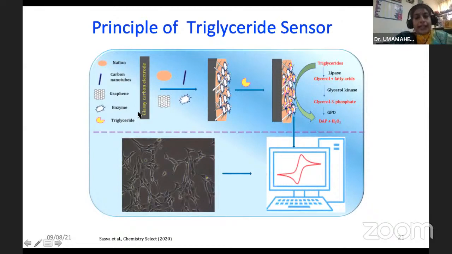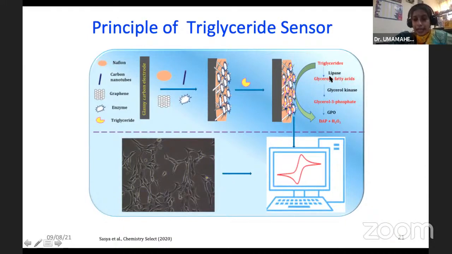So we tried a host of nano interfaces. Luckily, we again found the combination of carbon nanotubes and graphene. In this case, it was reduced graphene oxide that showed better results. Now, the detection of triglycerides is a little more complex because it doesn't involve a single enzyme as in the case of glucose, but rather a three enzyme cocktail.